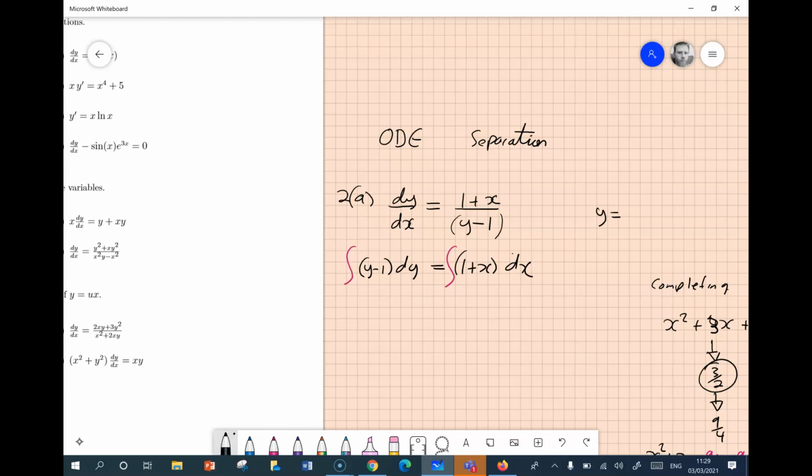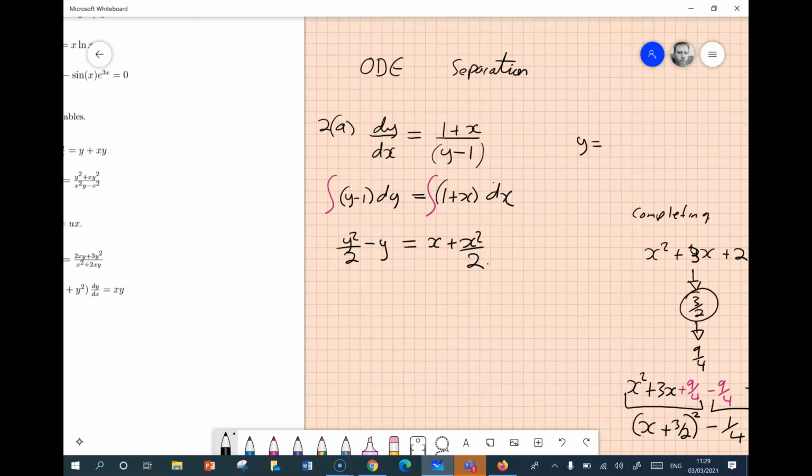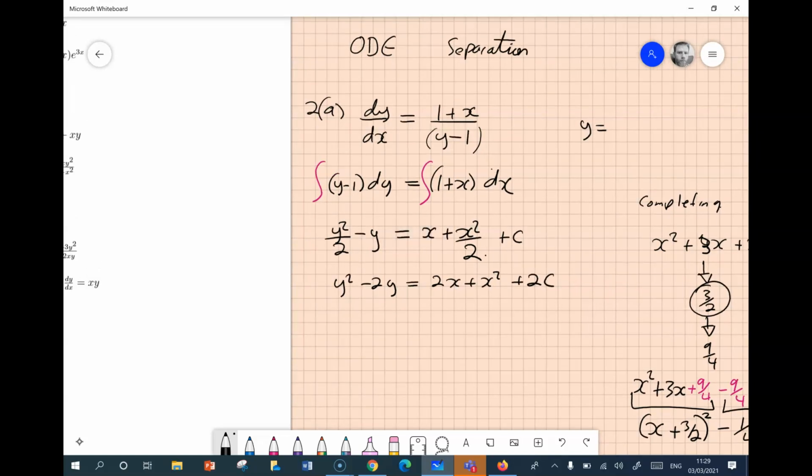So we'll integrate. The integral of y minus 1 is going to be y squared over 2 minus y, and that equals x plus x squared over 2. Okay, we have our plus c, and I'll multiply everything by 2. That'll give me y squared minus 2y equals 2x plus x squared plus 2c. Now the c is arbitrary, so you don't have to write 2c, but I'll just throw it in there to make life easier. It's an arbitrary constant. 2c is still just a constant.